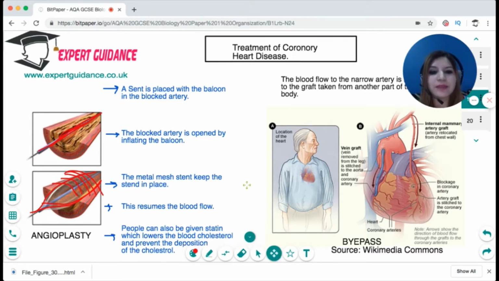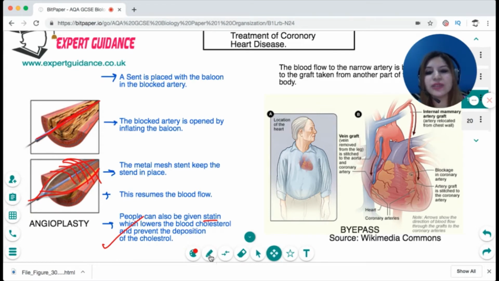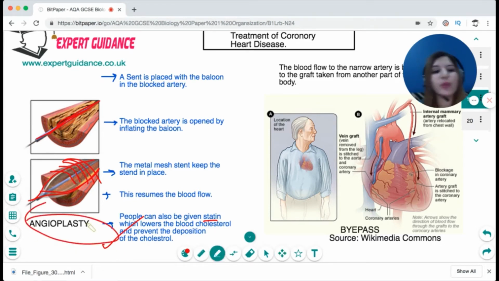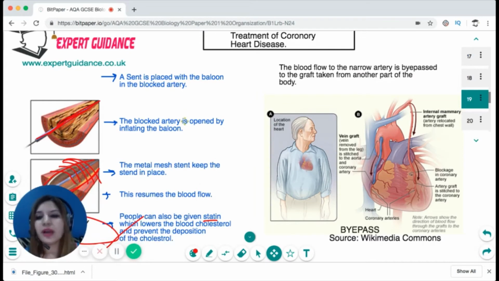People are also given medicine called statins, which lowers the blood cholesterol and prevents further deposition. So this is one of the ways, and this is also known as angioplasty, in which a balloon or a stent is used to open the blocked artery. But there are cases where the stent cannot be performed, maybe because the blockage is too much or because of some problems the patient can have with the stent.